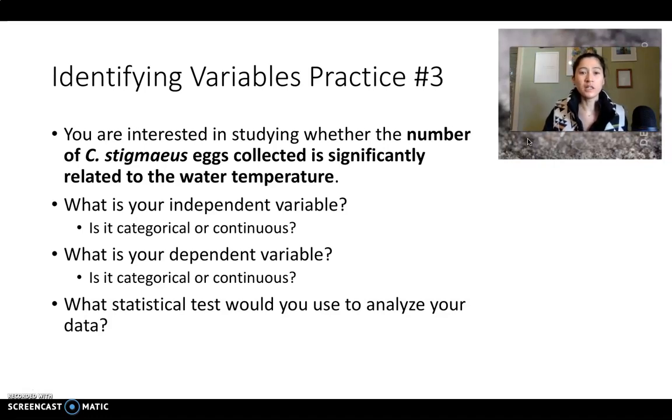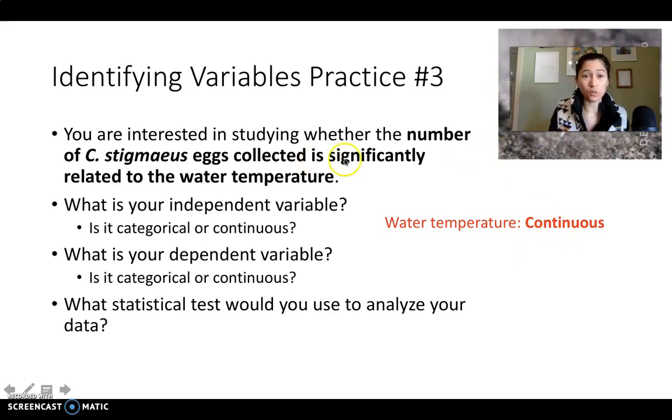For our independent variable, again, our independent variable is still water temperature, but now that variable is continuous. And that's because if you look at the way this research question was phrased, we were just looking to see if it's significantly related to the water temperature, but we're not specifying that we're breaking up that water temperature into different groups. Water temperature is a number, and so if we're not specifying how we're going to divide up those temperatures, it is considered a continuous variable.